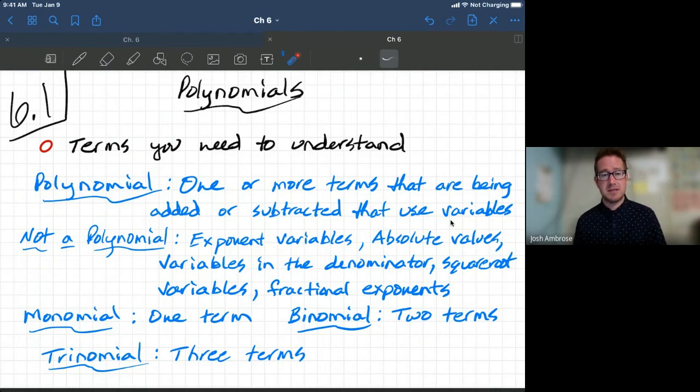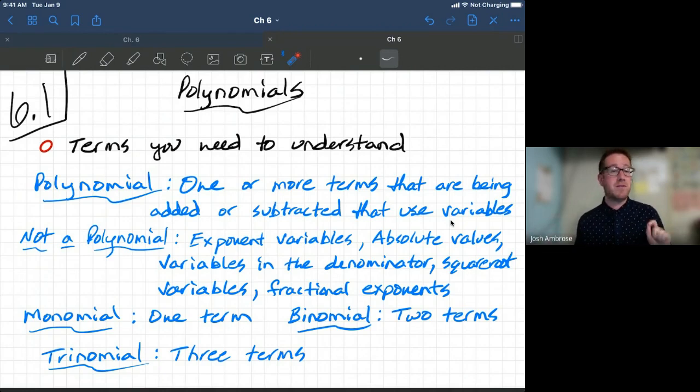In other words, exponents with variables. What I mean by that is if you have 3 to the power of x, that's an exponent variable. That's not a polynomial. Anything with absolute values is not a polynomial. If you ever have a variable in the denominator, so if it says 3 over x, that's in that category. Anything with square root variables, like the square root of 3x, is not going to work.